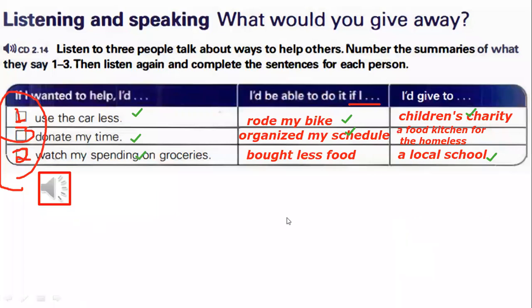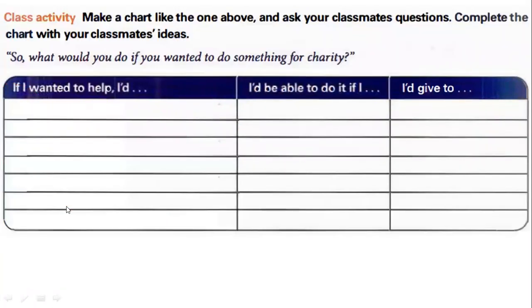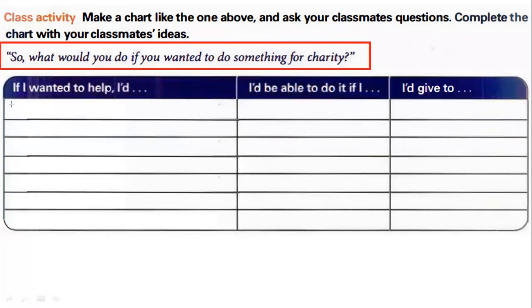Do you have any questions? No, teacher. Are you tired? Yes. You sound tired. Okay, make a chart like the one above and ask your classmates questions, and read the chart with your classmates' ideas. This is the question: What would you do if you wanted to do something for charity? If I wanted to help, I'd probably be able to do it if I'd give to.